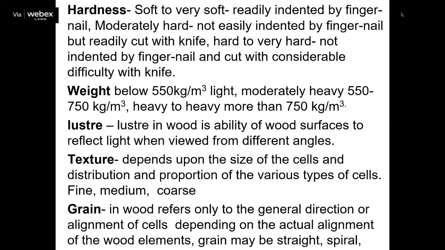Grain in wood refers only to the general direction or alignment of cells, depending on the actual alignment of the wood elements. Grain may be straight, spiral, or interlocked.